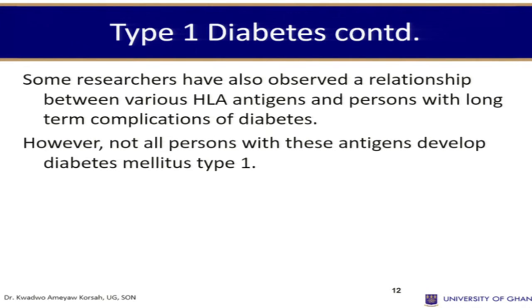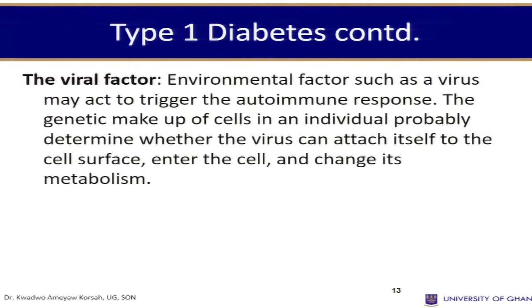Some researchers have also observed a relationship between various HLA antigens and persons with long-term complications of diabetes. However, not all persons with these antigens develop diabetes mellitus type 1, and so that question is still hanging. But we have the viral factor.